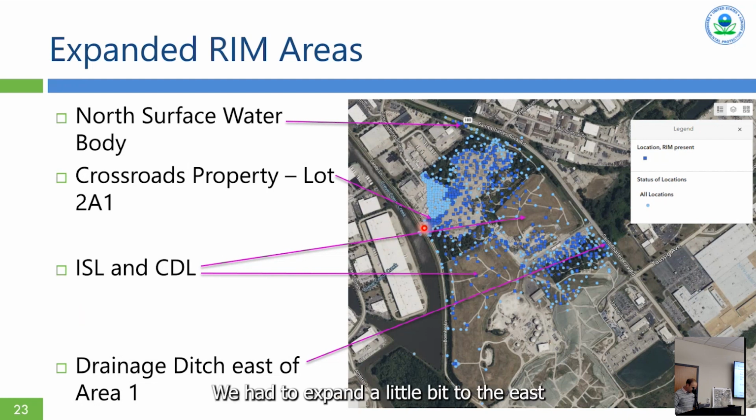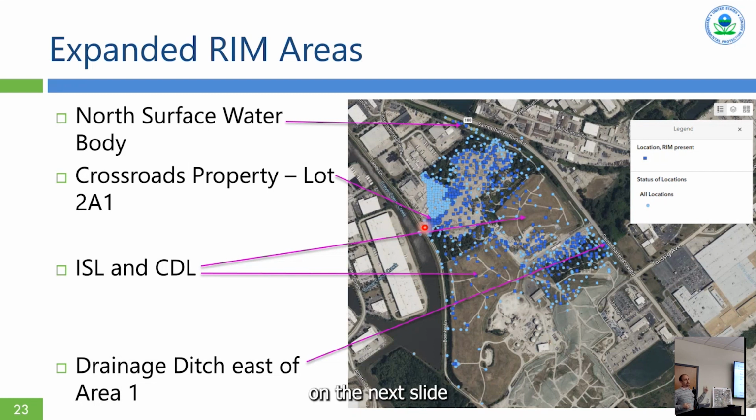We had to expand a little bit to the east here at the buffer zone and lot 2A2 area. Basically, they created another decision unit just to the east of the edge of that property line, and it incorporates a portion of what we call lot 2A1 into that background base cleanup for buffer zone and lot 2A2. The main new expanded RIM areas are what we found in the inactive sanitary landfill and the CDL. That's what Chris was saying. Those are being incorporated into the existing remedy.